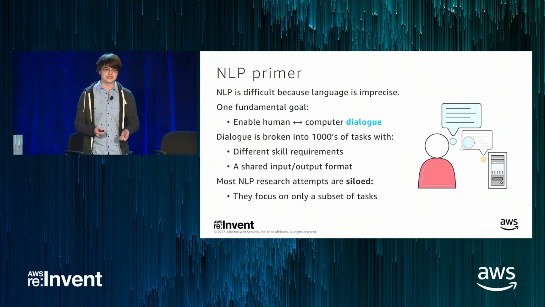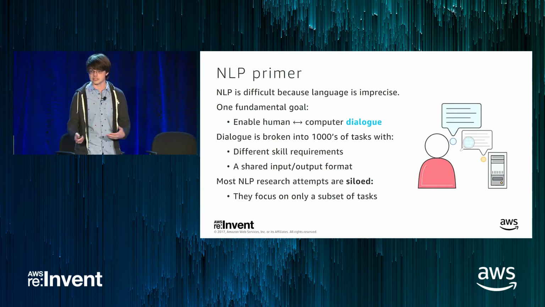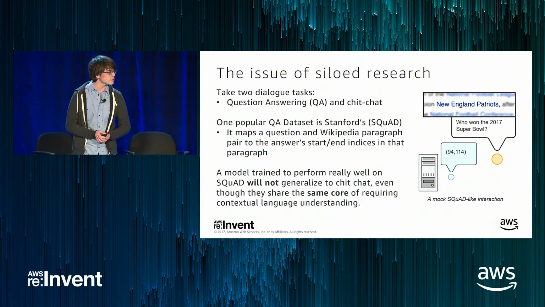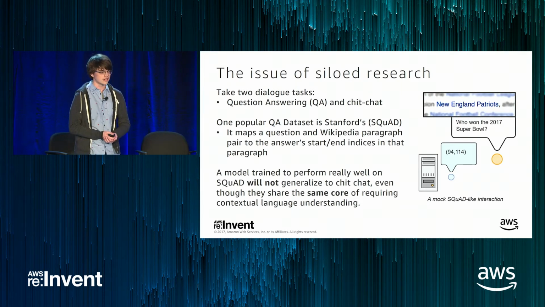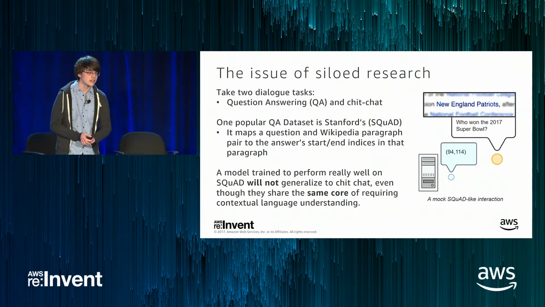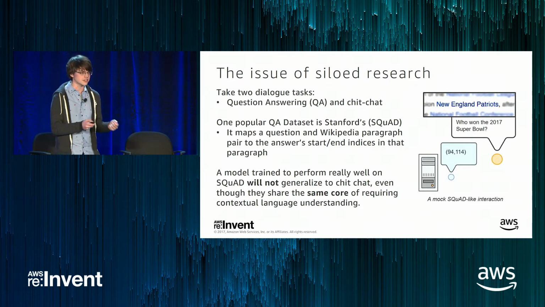Now, one thing that happens because of that is that most NLP research attempts are siloed. They go into one or two or a very small subset of these tasks and try to really optimize for whatever the task they're trying to solve is. But that leads us to a specific problem. Take two dialogue tasks. One of them question answering and the other one chit chat. One very popular question answering data set right now is Stanford's SQuAD data set, which takes a Wikipedia paragraph and a question as a pair, and then it responds with the indices of the answer to that question in the paragraph.